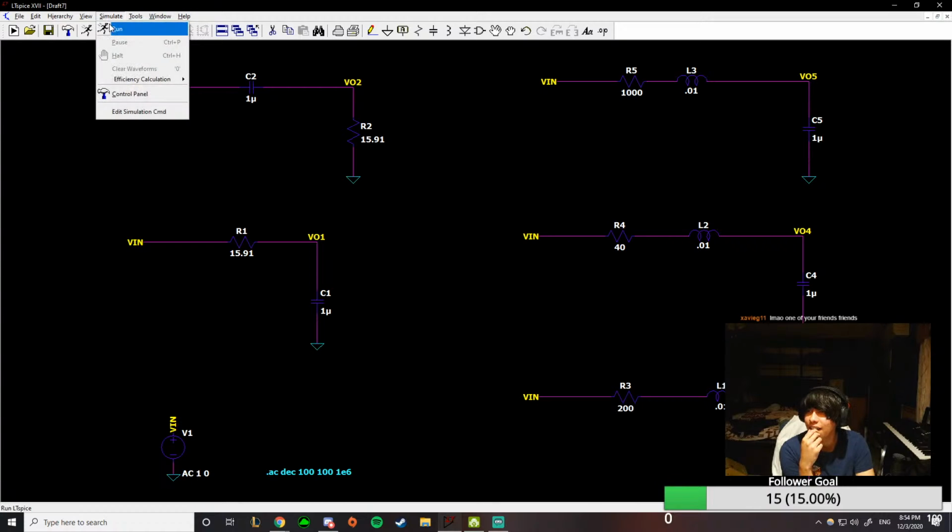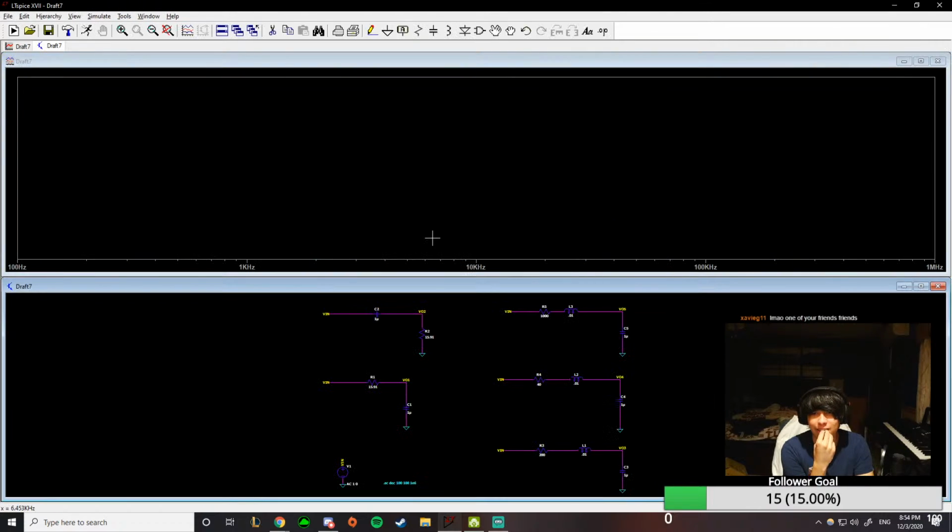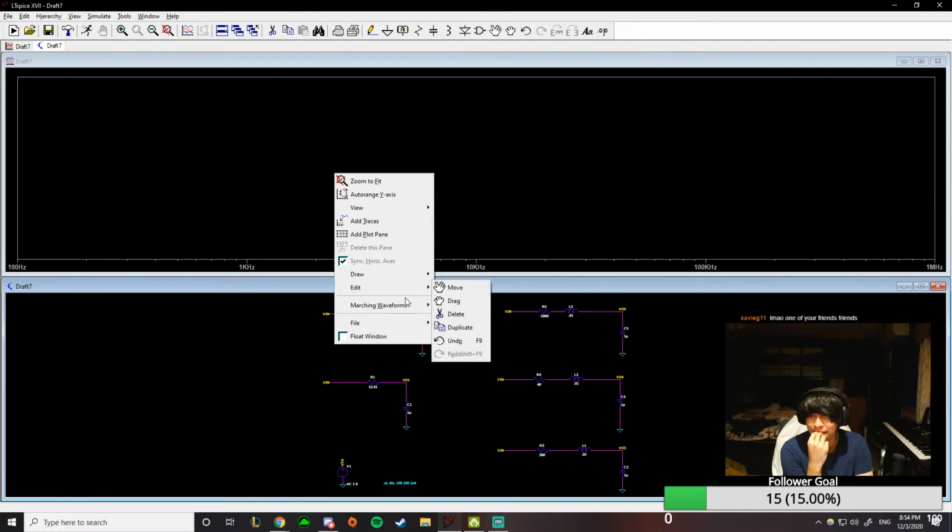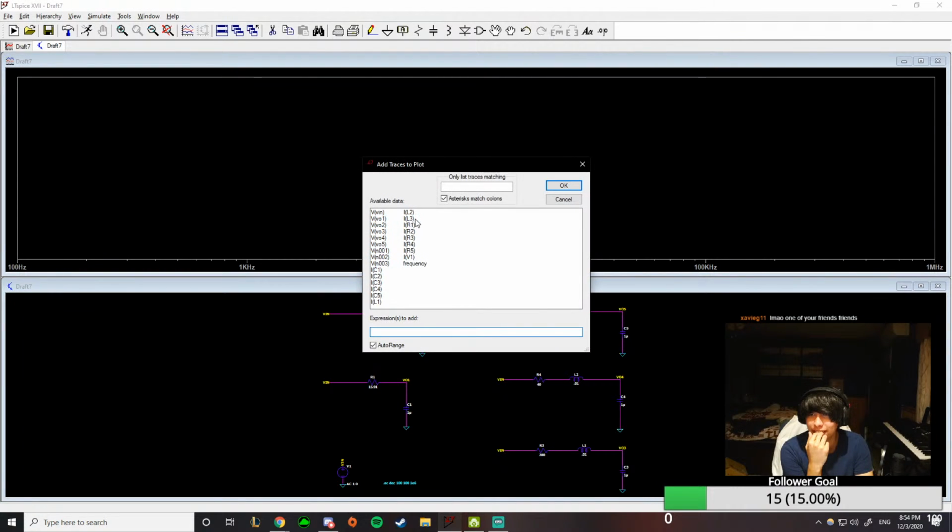0.01. Okay. Run. Oh wait, it doesn't have anything, huh? How do I add stuff to the graph? Add traces. Okay, that's how you do it. So add V0 and V0 2, I think.